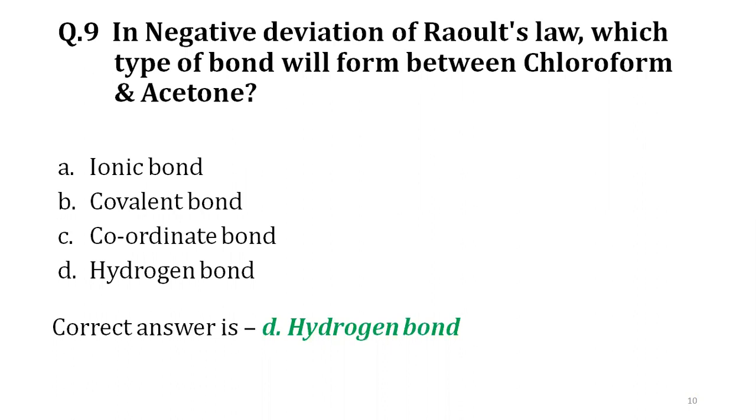So the hydrogen that is present in the chloroform and the oxygen that is present in the acetone, there is a possibility of the formation of a hydrogen bond. So due to the formation of hydrogen bond, the vapor pressure of the resultant solution decreases. And that's why we are getting the negative deviation.